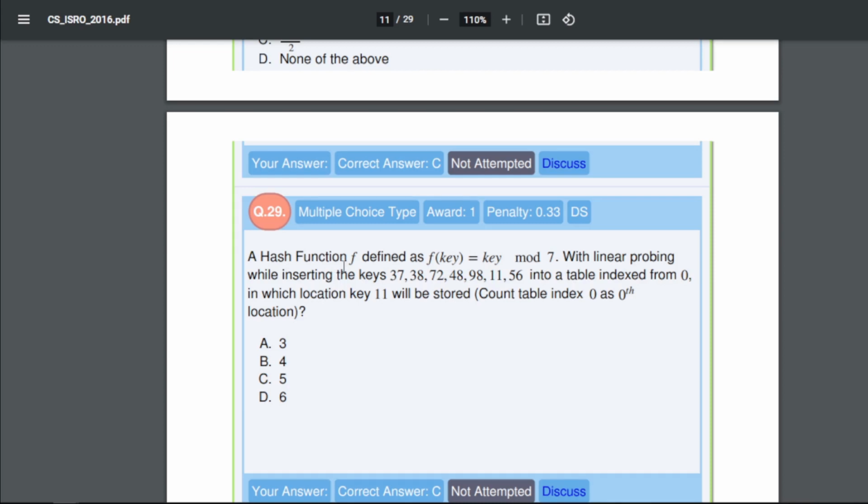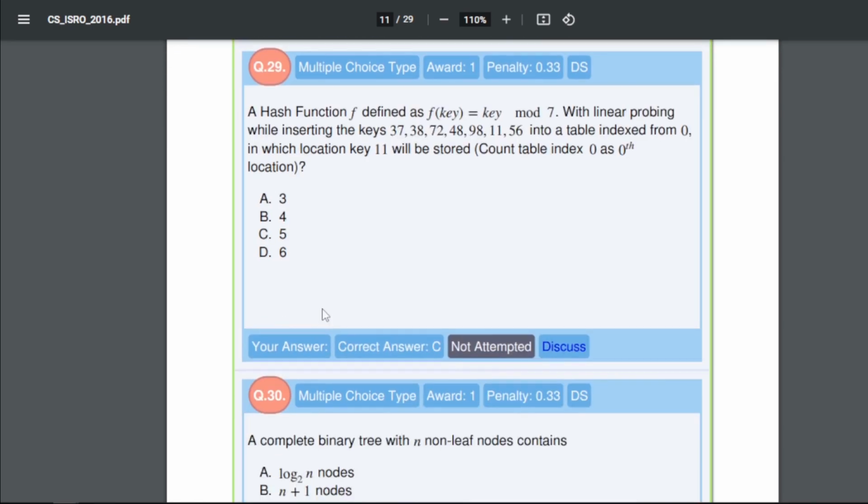Now question number 29: a hash function f is defined as f(key) = key mod 7 with linear probing. While inserting the keys 37, 38, 72, 48, 98, 11, 56 into a table indexed from 0, in which location will key 11 be stored? Count index 0 as the 0th location, right? So for 29 our answer will be C, that is 5.